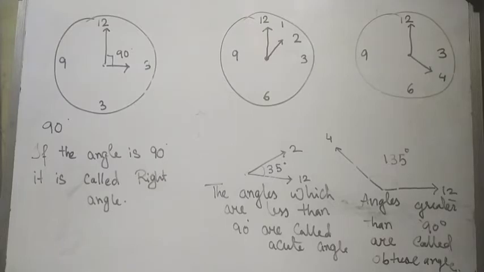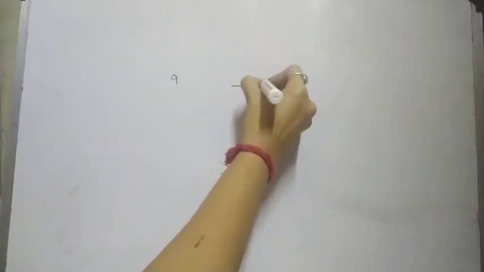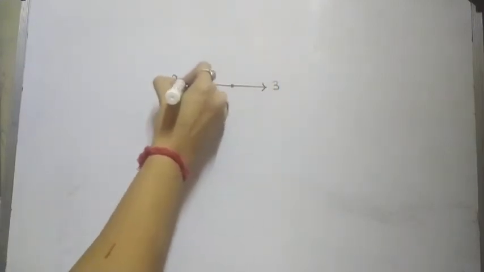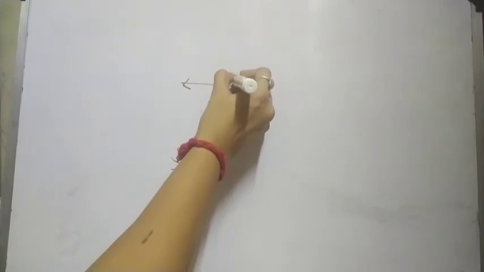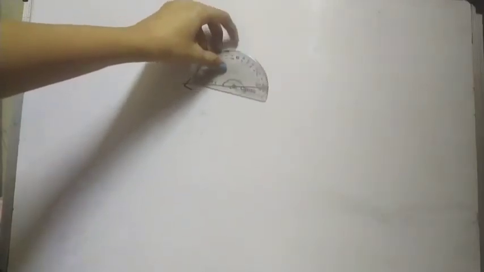There is another type which is left. If you take the time 3:45, 3 and 9. So this is 3 and this is 9, 3:45. So as you can see, now the angle between the two hands is this. Now you place the protractor like this here.